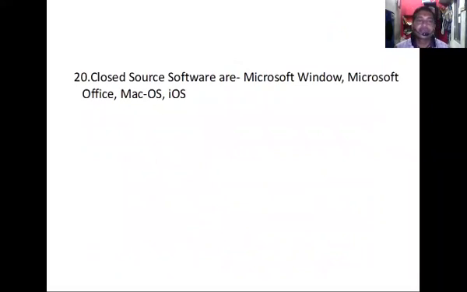Next, 20, closed source software. Closed source software means Windows, Microsoft Office, Mac OS, and iOS. iOS full form is iPhone operating system, and Mac OS is the Macintosh operating system.